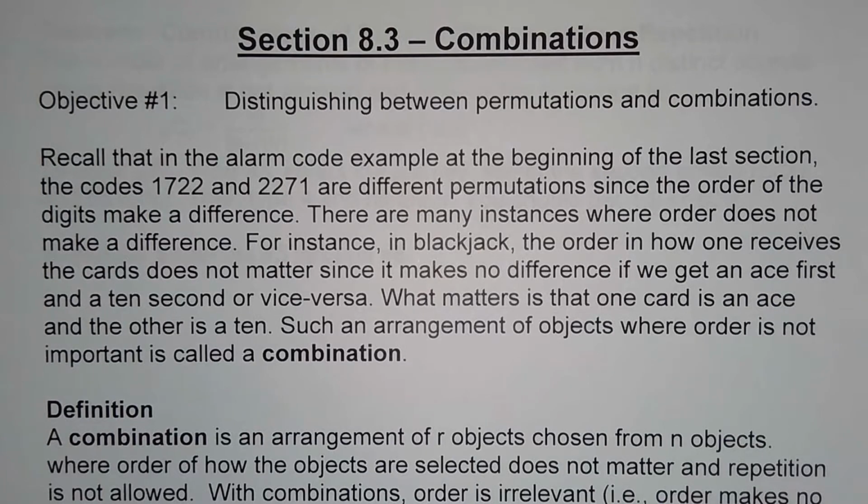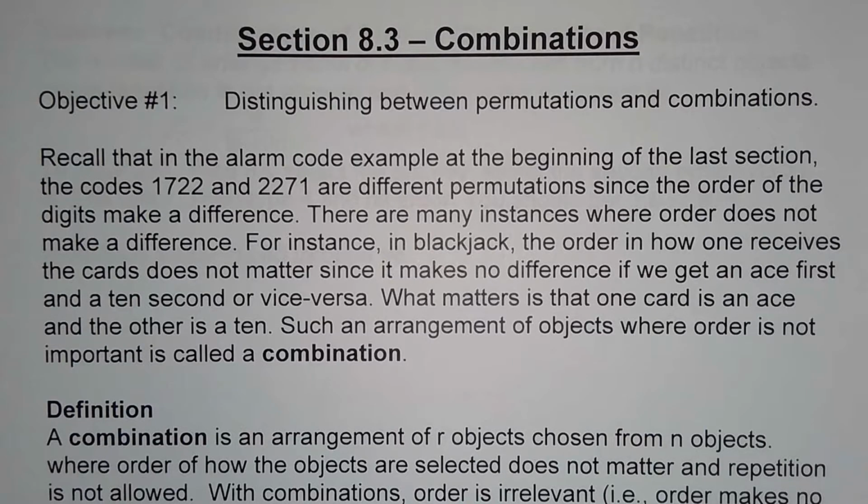Now this next section we need to talk about is combinations. And we need to first be able to distinguish between permutations and combinations. So recall the alarm code example we did in the last section, where the codes 1722 and 2271 are different permutations since the order of the digits makes a difference.